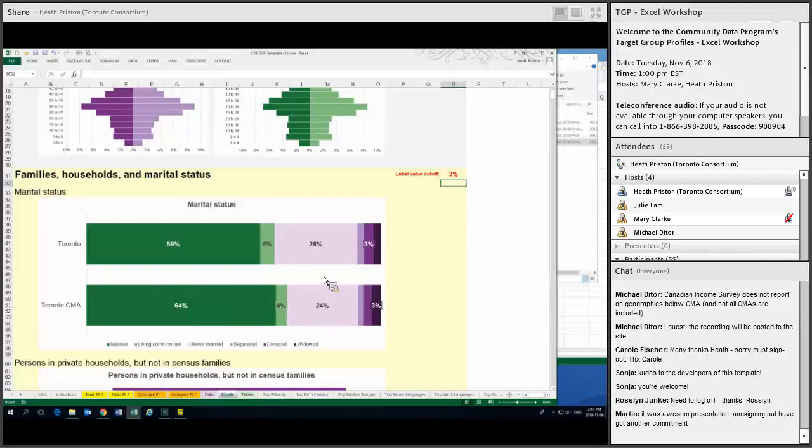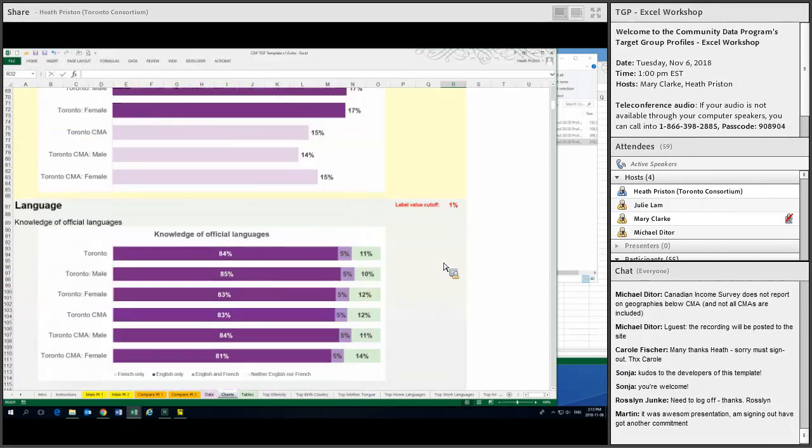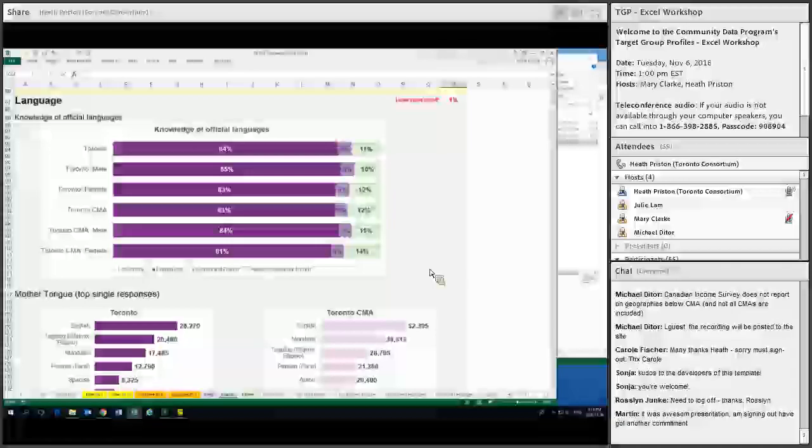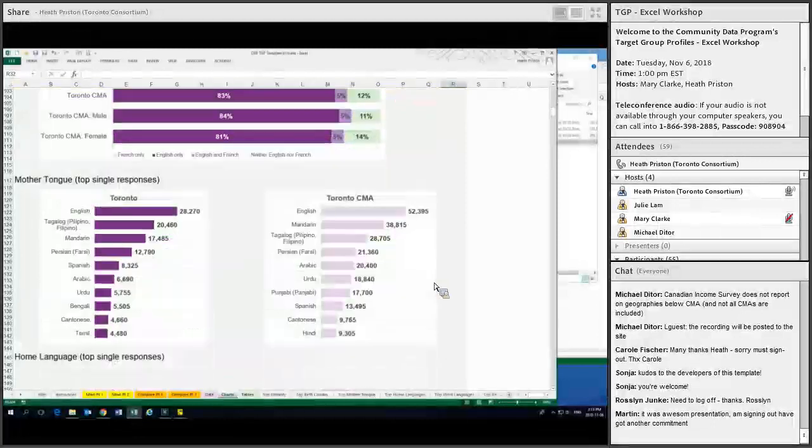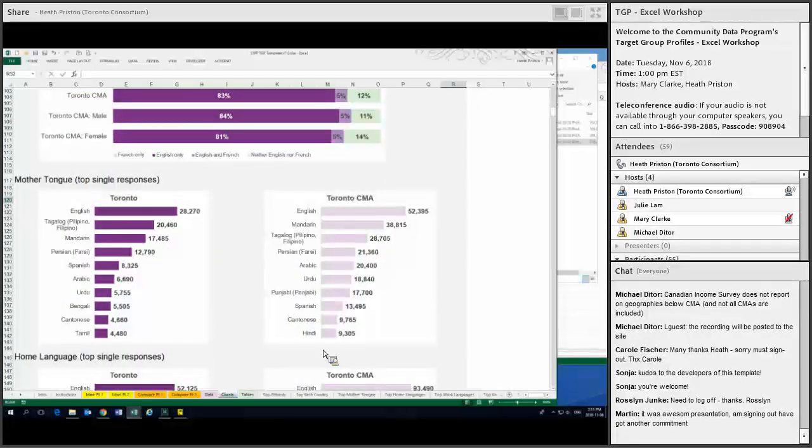If I look at marital status, you see again, slightly more folks within the CMA are married as compared to the center city. That's not particularly surprising. I'm going to take the 3% values off to narrow that down, but we can see not a lot of difference there really. That's between the single never married versus the married population is the big distinction there. Fairly similar here, some slight differences around knowledge of official languages. Let's have a look here in terms of language groups. That's where we're going to maybe start seeing some interesting differences.